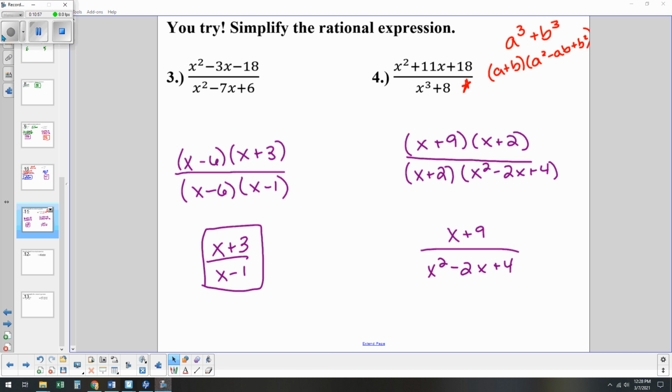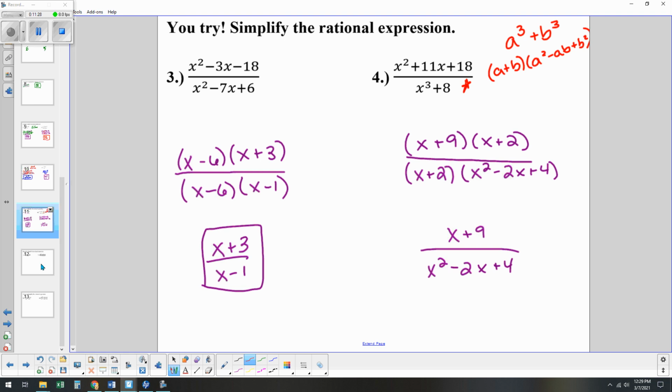All right, let's check over our answers here. So number 3, I have my factored form first, and then my x minus 6 is canceled, so I was left with x plus 3 over x minus 1. For 4, the bottom was one of the special patterns. So for a cubed plus b cubed, it's a plus b times a squared minus ab plus b squared. So that ends up as x plus 2 times x squared minus 2x plus 4. So the x plus 2's cancel, and I'm left with x plus 9 over x squared minus 2x plus 4.